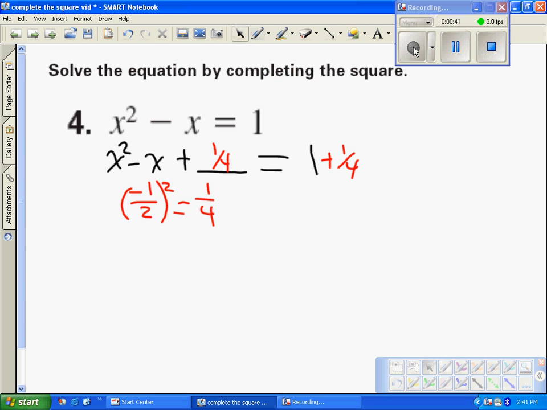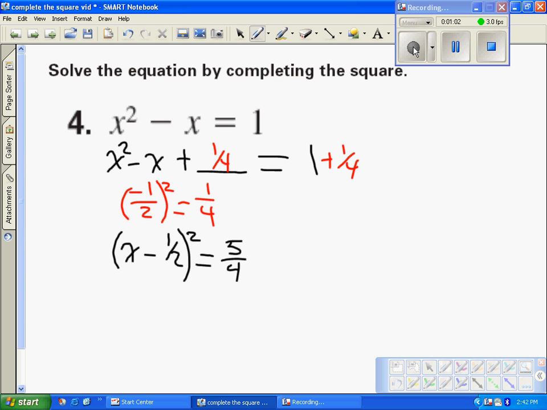We now, again, set this up as a perfect square, so that ought to be a perfect square. If that 1/4 is some term squared, we can write x minus 1/2, which would be the square root of 1/4, quantity squared. 1 plus 1/4 is going to be 5/4.